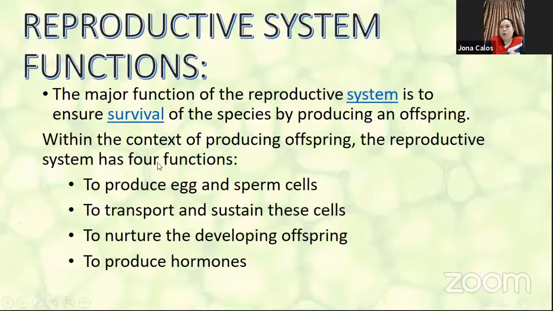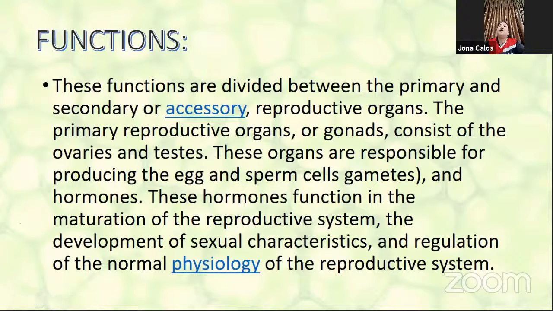This is divided into producing egg or sperm cells, transporting and sustaining the cells, both the egg and sperm cell, which you call gametes. The egg and sperm cells are called gametes. And then to nurture offspring and produce hormones. We will be discussing the hormones later, but we will mostly discuss the first three first. The primary and secondary functions also include formation of the gonads. Gonads, again, are the same as the gametes.